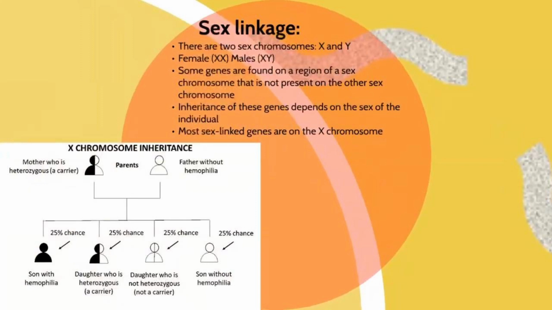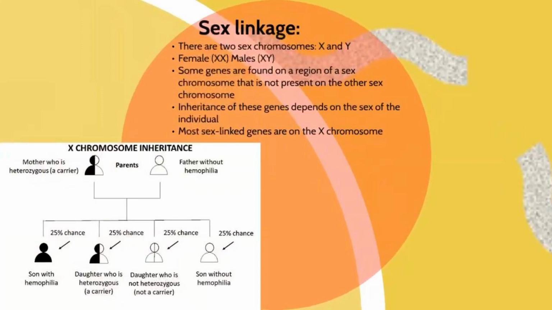If they are to have children, they could have a son without haemophilia, a daughter without haemophilia, a daughter without haemophilia who is a carrier, or a son with haemophilia. And I'm now going to go through exactly how that can happen. So they could have a son without haemophilia if the father gives his Y chromosome.